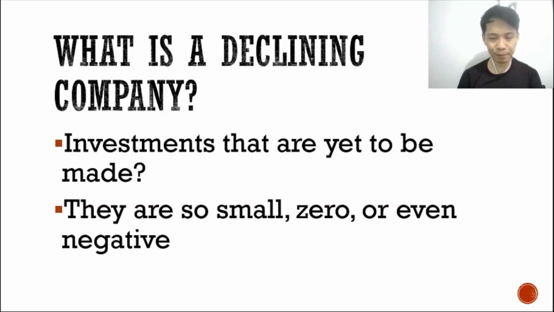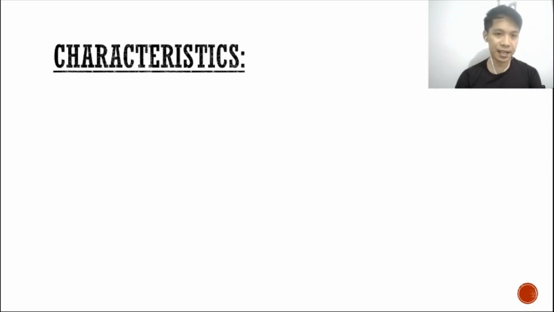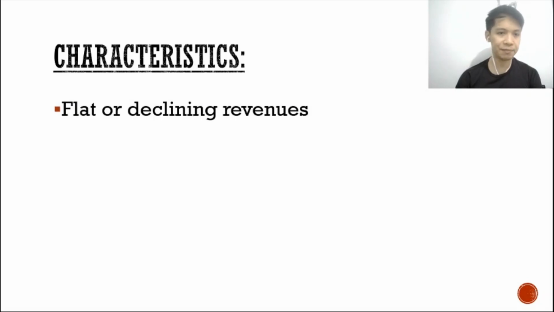So this is basically what a declining company is. To be specific, let us enumerate some characteristics. Characteristics of a declining company include: first, flat or declining revenues. Revenues are no longer growing.